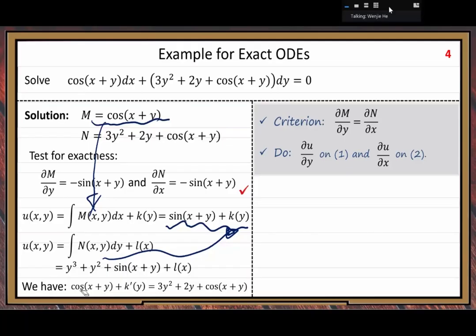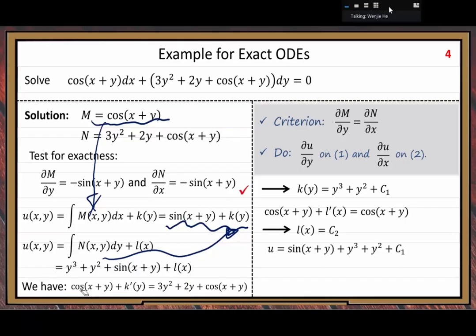Y cosine. So here you can see, because we take partial derivatives, we apply the old method. Let's compare. With the old method, we can find the K of y function, then we can find the little L function, then we put them together. Here you can see we get this one.